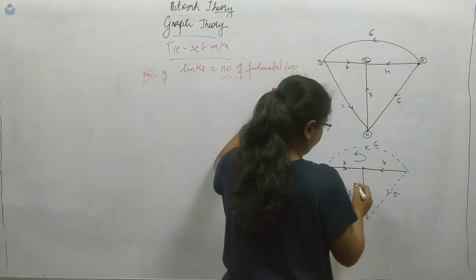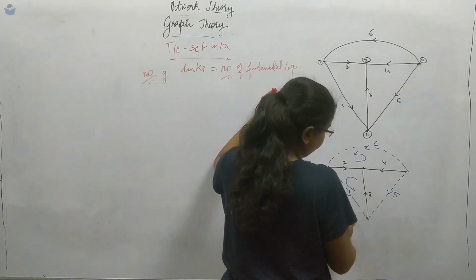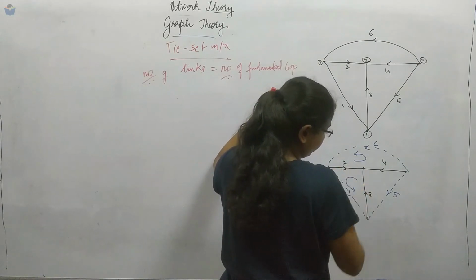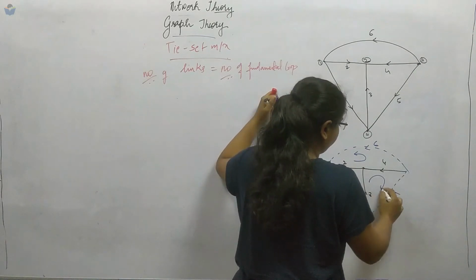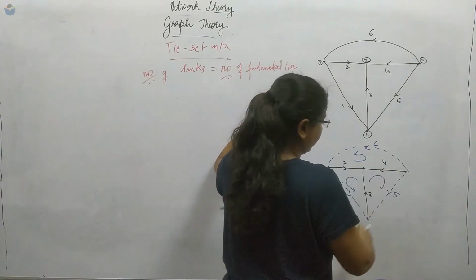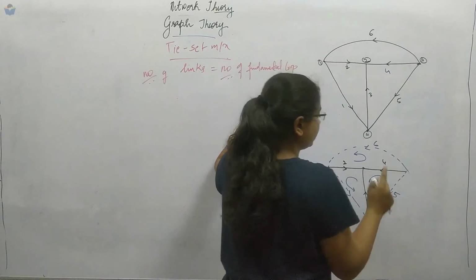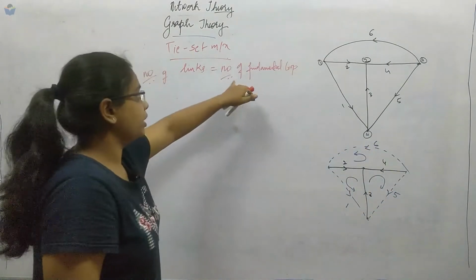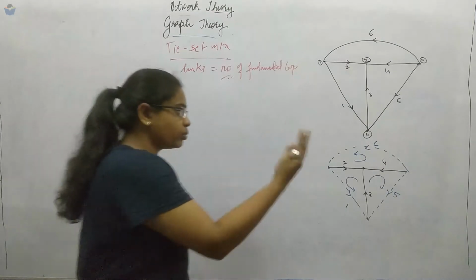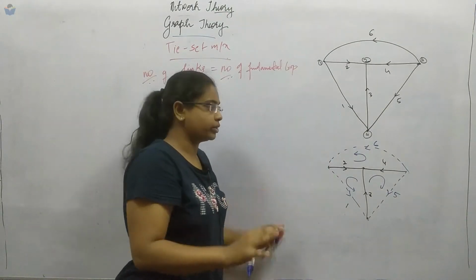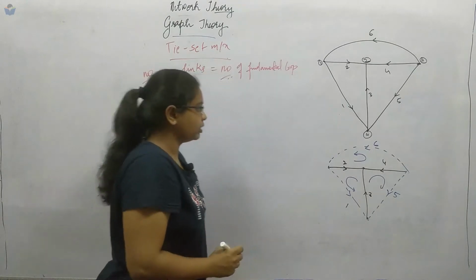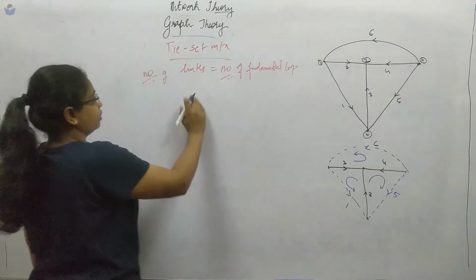Similarly, in this also, if you take it like this, in this loop 2 and 3 are twigs, 1 is a link. Here also 5 is a link, 4 and 3 are twigs. So in each of the loops, there is only one link. So that is called fundamental. If there are 2 or more links, then it is not a fundamental loop. It's just a loop.